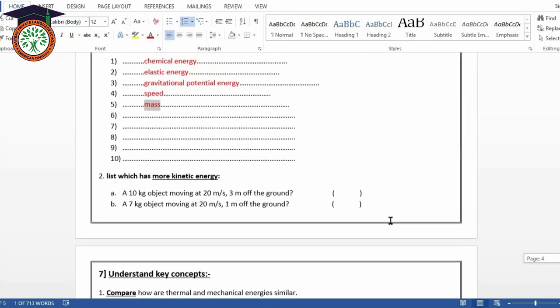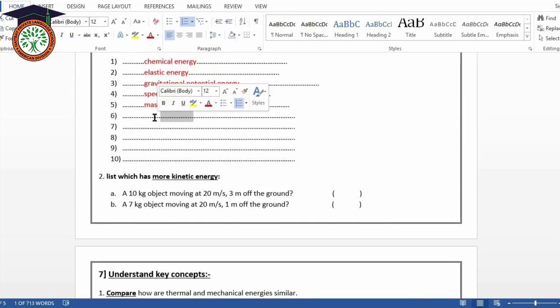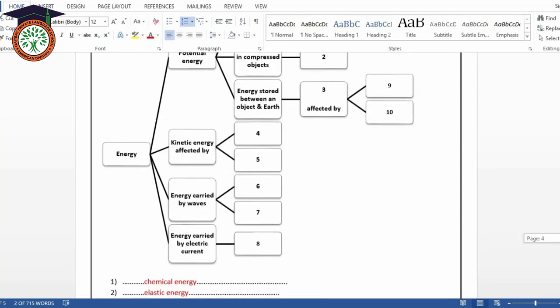Okay, let's move to number 5. 4 and 5 we did. So energy carried by waves, we have 2 kinds of energy that can be carried by waves. We mentioned them before, the sound wave and the light energy. Okay, light energy and the sound.